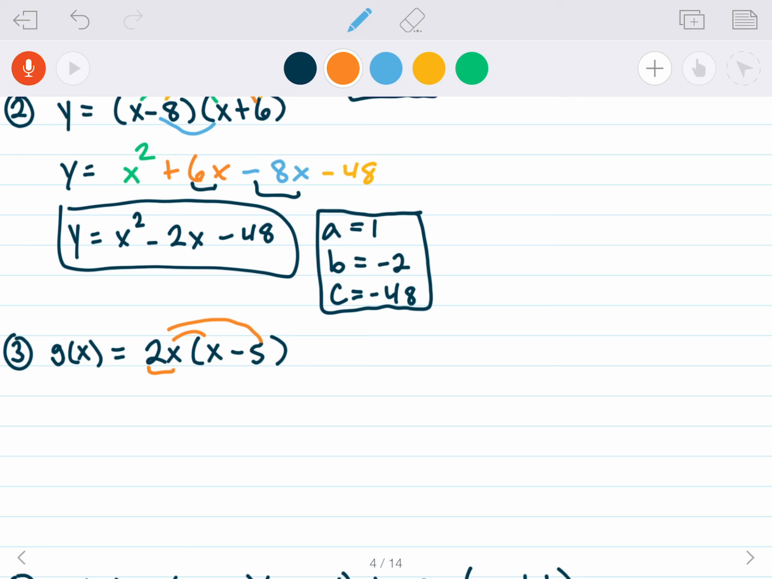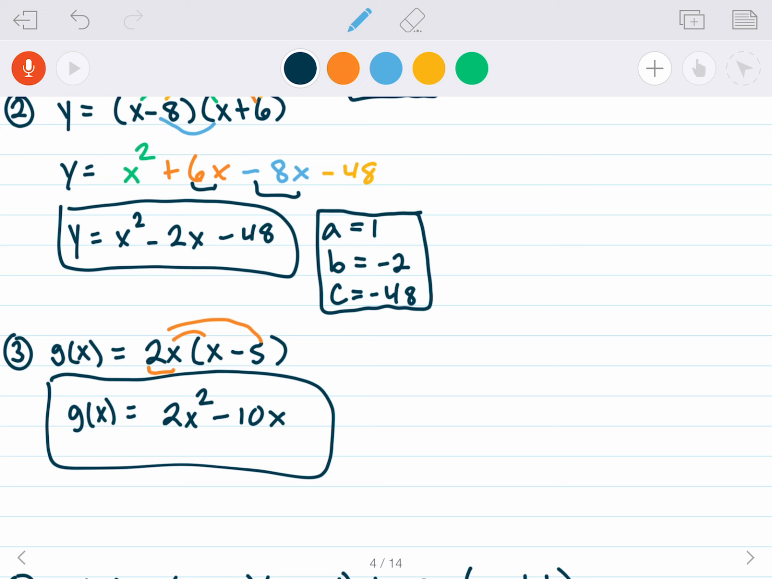So 2x times x is going to be 2x squared, right? 2x times x times x is x squared. Okay? 2x times negative 5 is a negative 10x. All right, so that is our function. That's going to be g of x. So that's our answer in standard form.